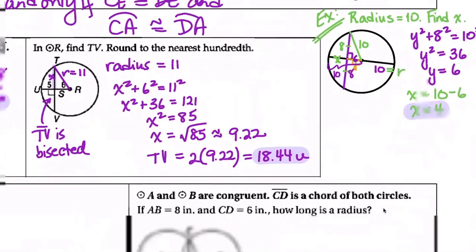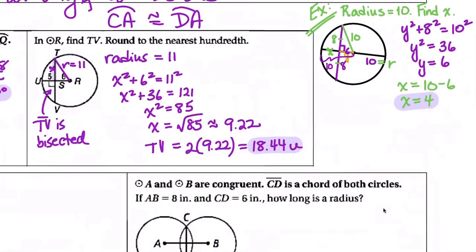Okay, so those two problems both involve drawing in right triangles. And it's helpful to do that, again, because we know their radius, and we know we have right triangles.